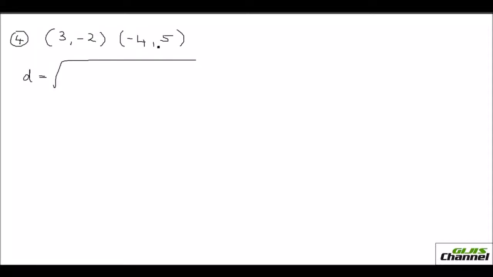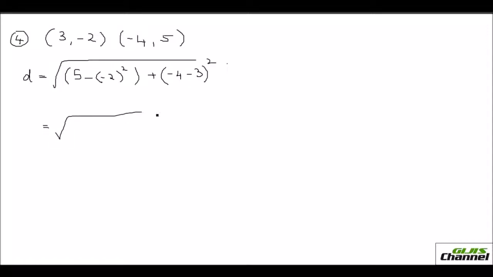I will just do 2 more problems so that it is clear for you. The next is 3, negative 2 and negative 4, 5. I repeat. See, for the distance formula, you can write the x2 minus x1 first or y2 minus y1 first. That doesn't matter, okay? Square root of, so here it is y2 minus y1, so that is 5 minus of minus 2, okay? The whole square plus, now the difference between the x terms. So that is minus 4 minus 3 the whole square.